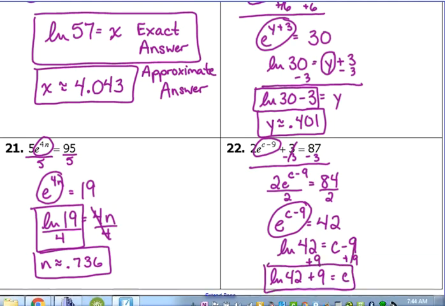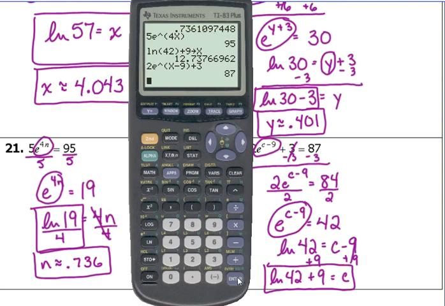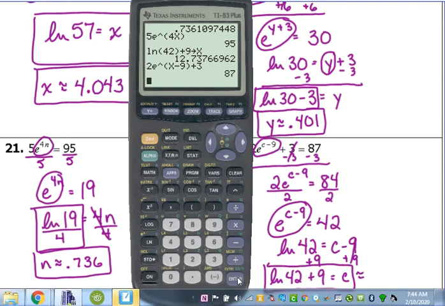That's our exact answer. Let's check it one more time. Natural log 42, close the parentheses, plus 9, stored as x, and then plug it back into the original. And we get 87, so it's approximately 12.738.